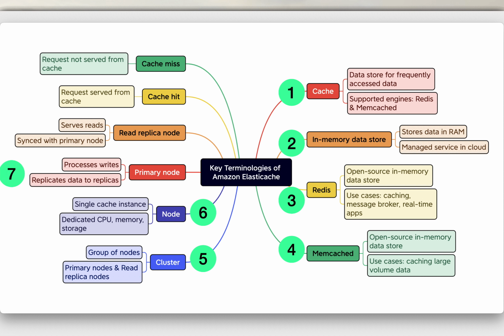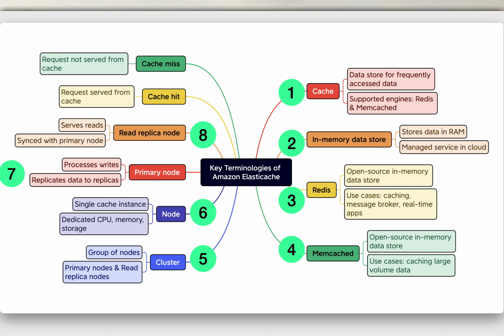7. Primary node, the node in a cluster that is responsible for processing writes and replicating data to the read replica nodes. The primary node is also responsible for serving reads when there are no read replica nodes available. 8. Read replica node, a node in a cluster that is responsible for serving reads. Read replica nodes are kept in sync with the primary node, so they can serve reads even if the primary node is unavailable.